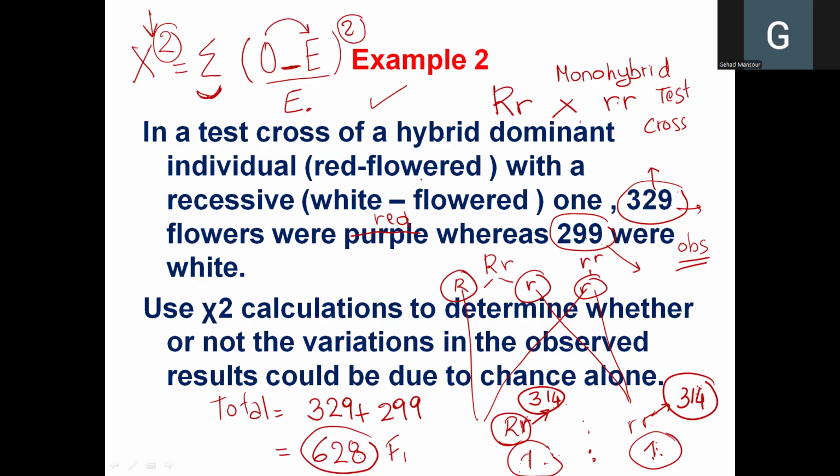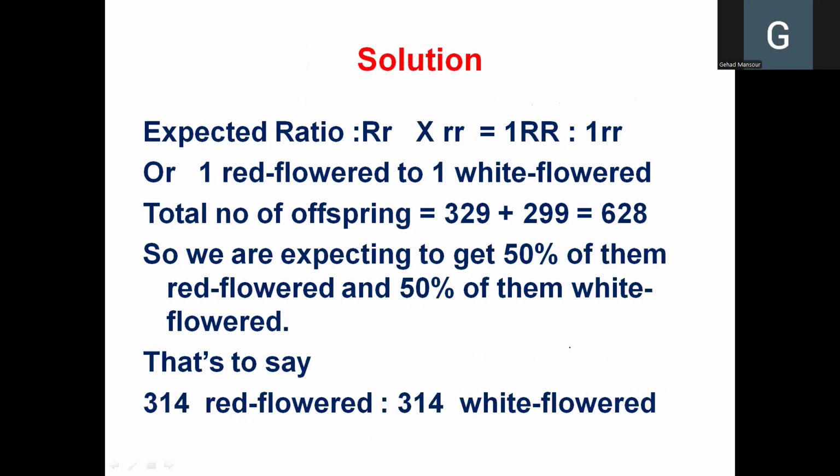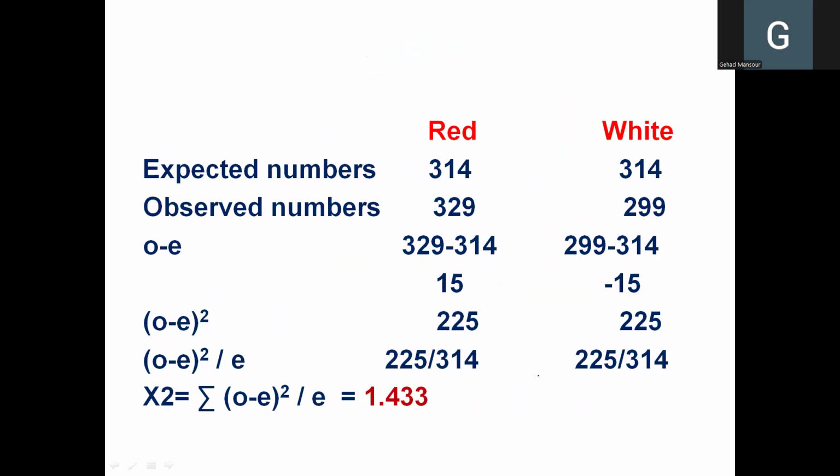So we are going to calculate the x-square value or the chi-square value according to the formula. So as I said, the expected ratio is 1 R capital, R small, to 1 R small, R small. As I said, what matters is the number of the phenotypes, not the genotypes. We write the genotypes only to get the ratio. So we are expecting the ratio to be 1 red-flowered to 1 white-flowered, or 50-50, which means 314 red-flowered to 314 white-flowered, which is not the case.